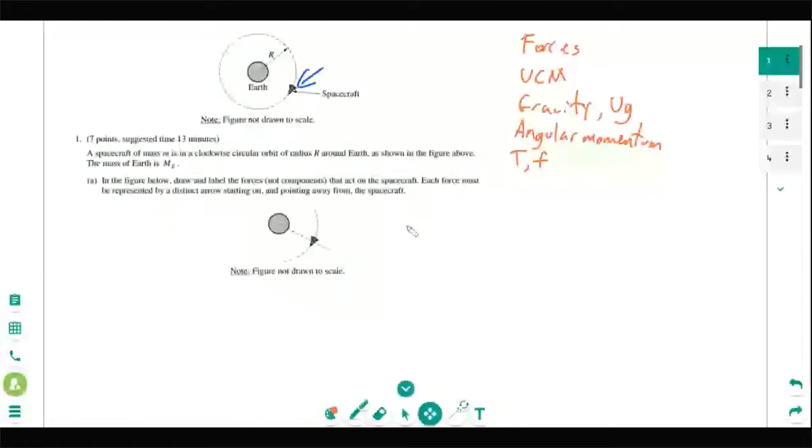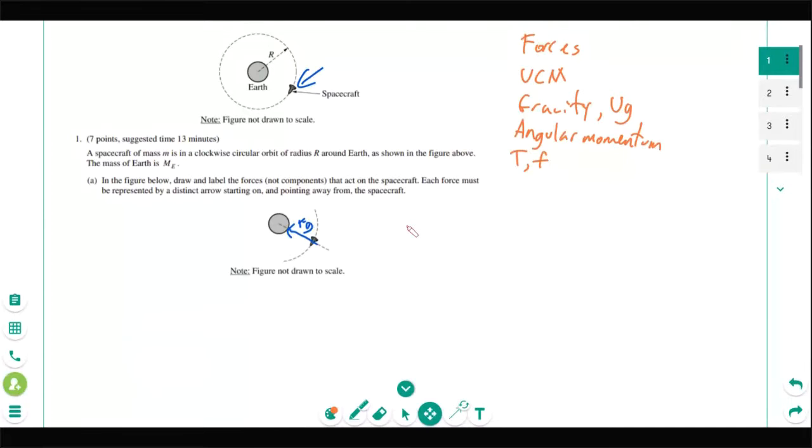There should just be one. The only force acting between our spacecraft and the Earth is gravity. Okay, so there's only one force. You're not going to have friction in space. There's no tension. There's no other stuff like that going on. The only force that we have here is our wonderful force of gravity pointing towards the center of our circle. That's the only one that could possibly be there.